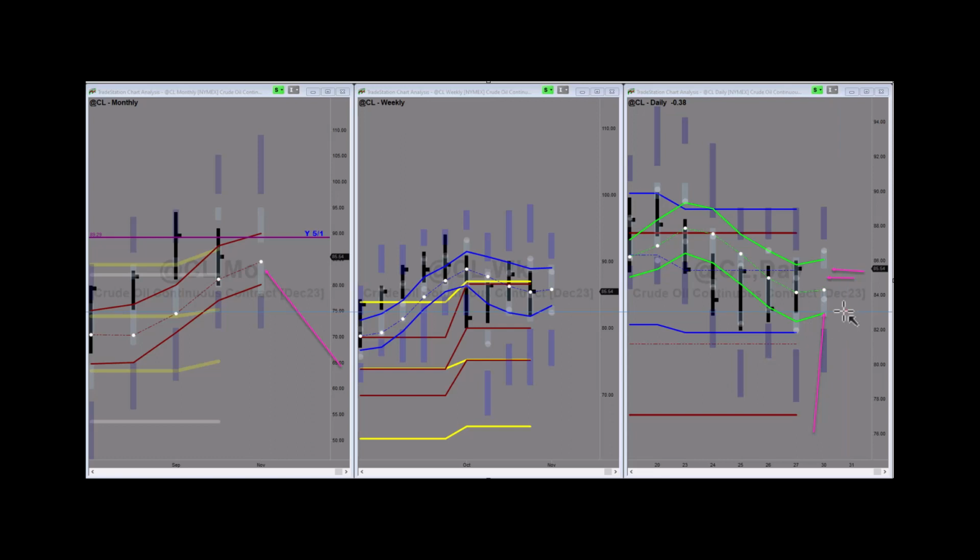And this area is going to be very strong support if this is the scenario. So we've got monthly PL dot down here, daily envelope bottom, 1-1 low, and the daily PL dot. So this cluster of support here should hold, and we're going to see this market start to push up and probably challenge that weekly envelope top for starters. So that's it for crude oil.